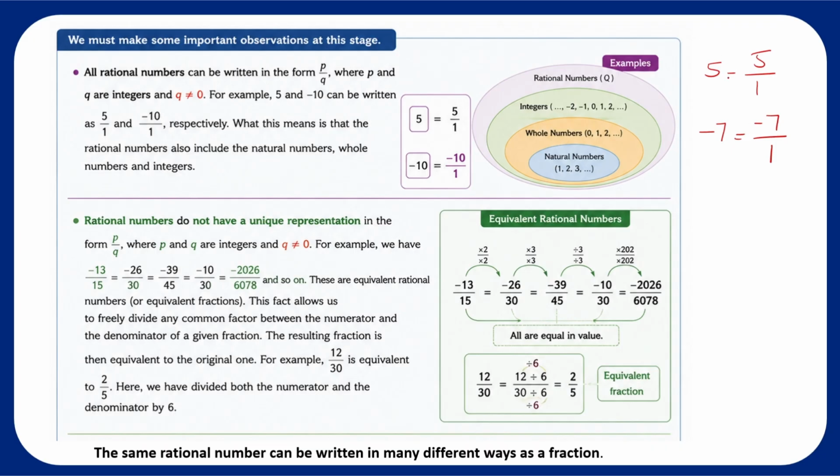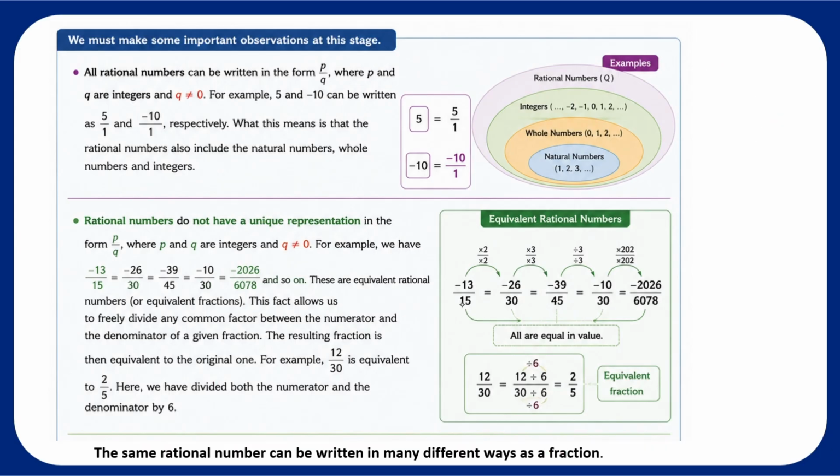So hence all natural numbers are also rational numbers, right? The second observation is that rational numbers do not have a unique representation in the form p over q, where p and q are integers and q not equal to 0, which means that the same rational number can be written in many different ways as a fraction.